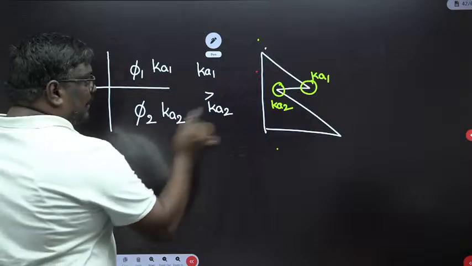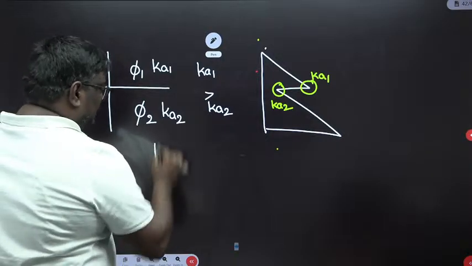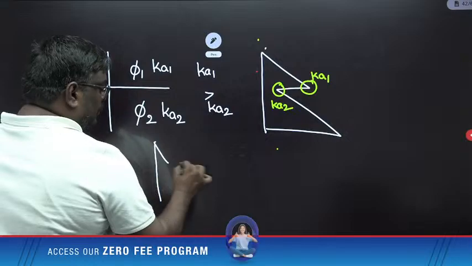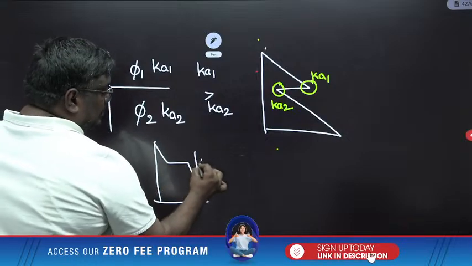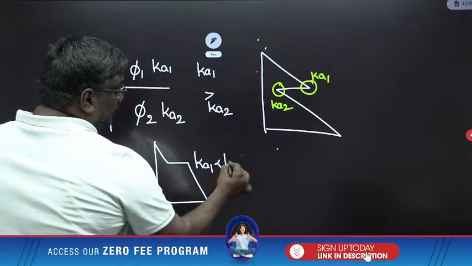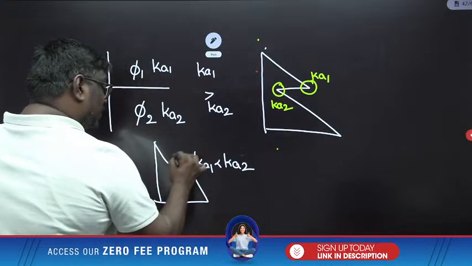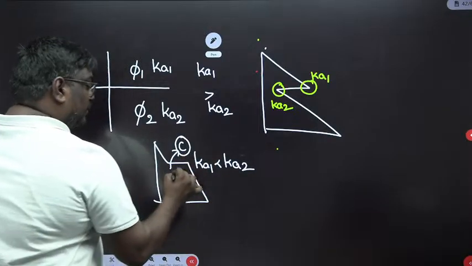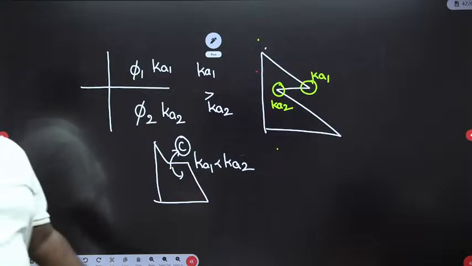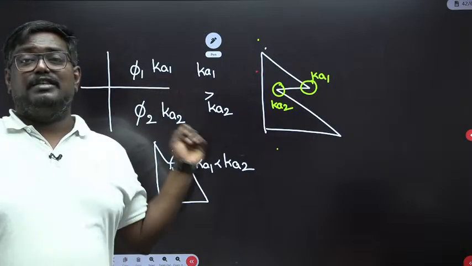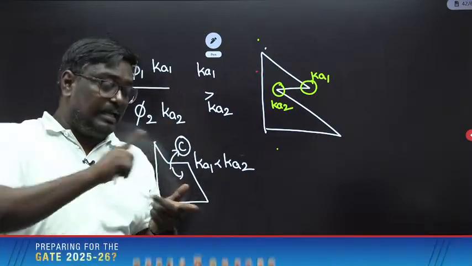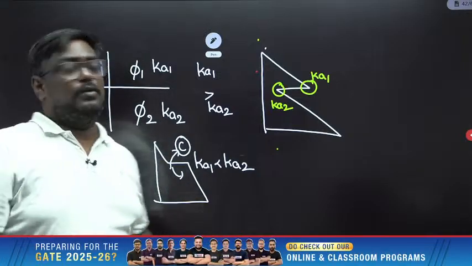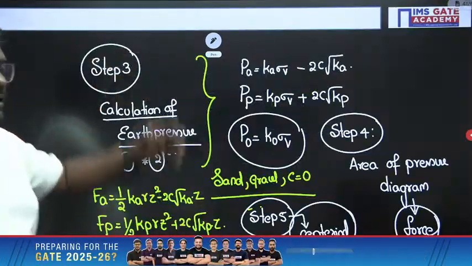Similarly, in the other case, if Ka1 is less than Ka2, then the diagram will be like this. Similarly, students, if we have different c also, we have to calculate both the values. At interfaces, you have to calculate both the values taking Ka1 and Ka2 into account. So please write this down, students.